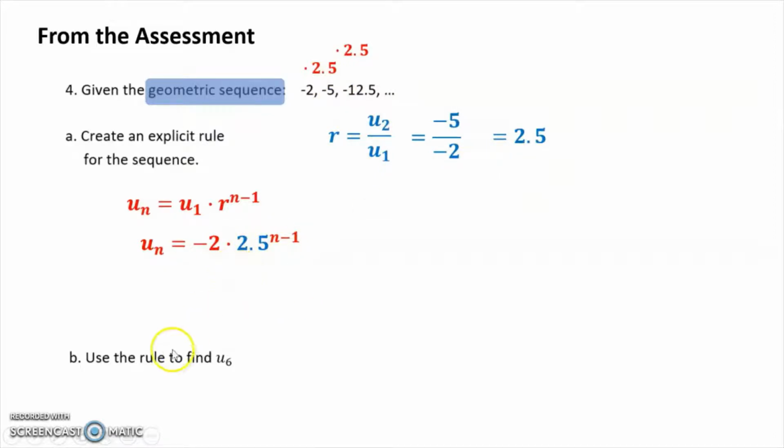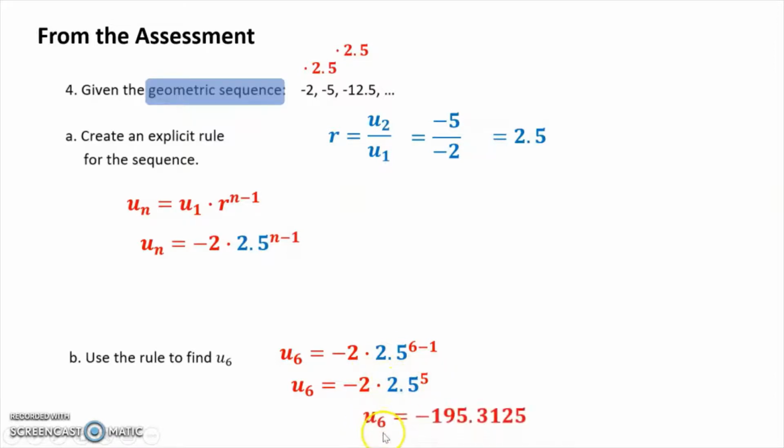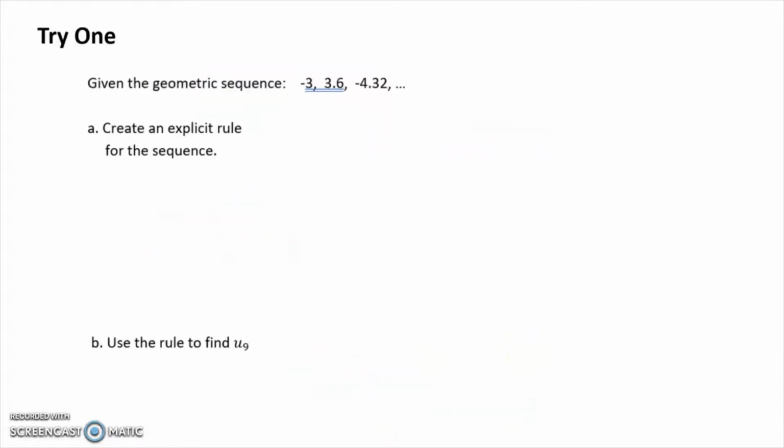Now that we have this rule, we can find u6. So u sub 6, the sixth term, okay, substitute 6 here and 6 here. So 6 goes here, 6 goes here. That means we have negative 2 times 2.5 to the fifth power when you subtract those. And that on your calculator can be entered as negative 2 times this to that power. Make sure you know how to do that. And we get this value here. So that's our sixth term. All right, hope you feel okay with that. Try the same thing for this one right here.